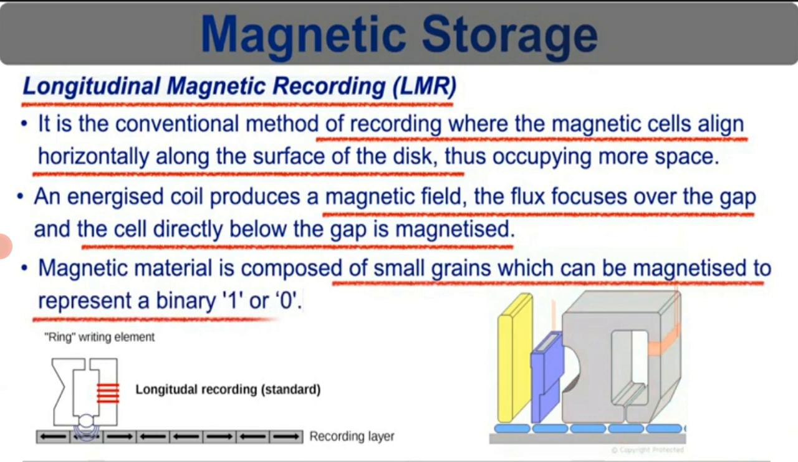Longitudinal magnetic recording is the conventional method of recording, where the magnetic cells align horizontally along the surface of the disk, thus occupying more space. An energized coil produces a magnetic field. The flux focuses over the gap and the cell directly below the gap is magnetized. Magnetic material is composed of small grains which can be magnetized to represent binary 1 or 0.